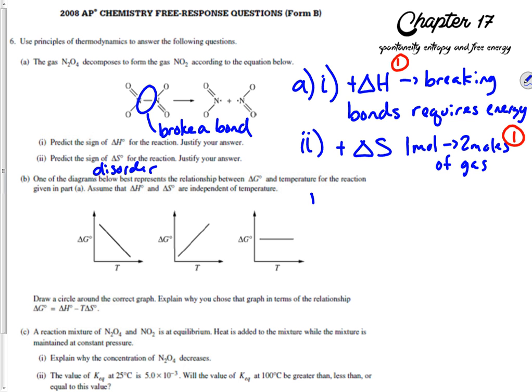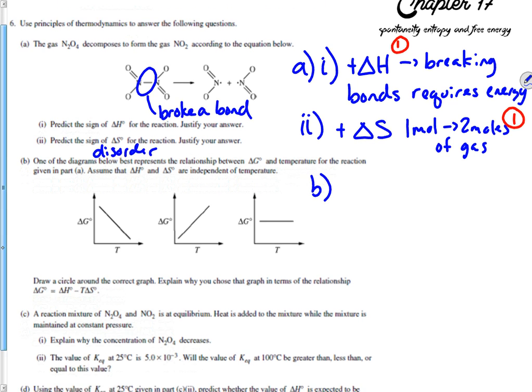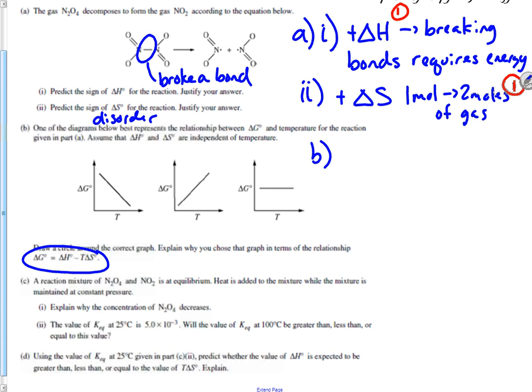B. One of the diagrams below best represents the relationship between G and temperature for the reaction given in part A. Assume that change in H and change in S are independent of temperature. Draw a circle around the correct graph. Explain why you chose that graph in terms of this. All right, they give this away just a little bit.